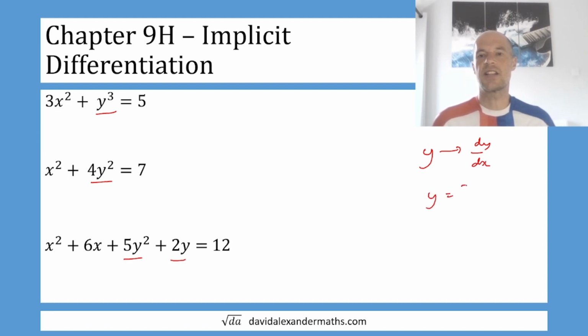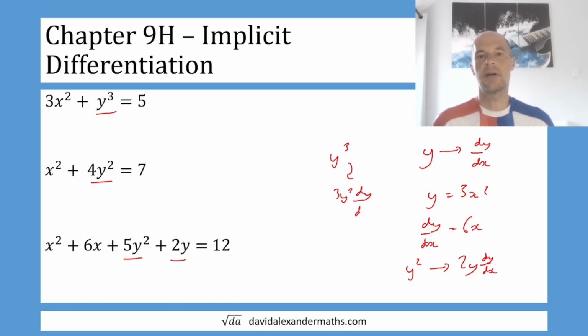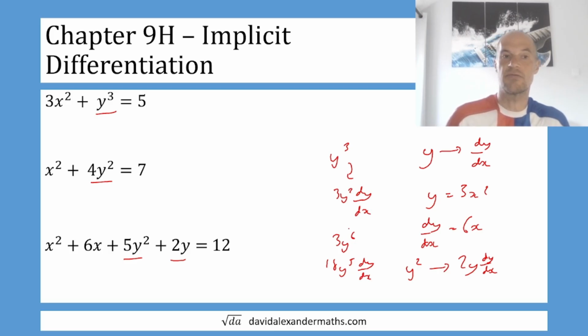We know that if y is, let's say, 3x squared, we are turning the y into a dy by dx, but we're not really even thinking about that because we're concentrating on the 3x squared becoming a 6x. Now, if you've got a y squared, then that will become 2y, so power comes down to the front, reduce the power by 1, and then the dy by dx. If it's a y cubed, then that will become a 3y squared dy by dx. If it was 3y to the power of 6, then that will become 18y to the power of 5 dy by dx. So that is the only thing that is really different here.